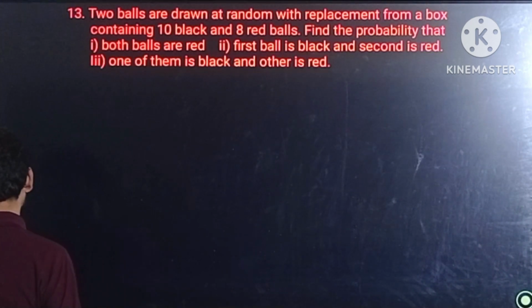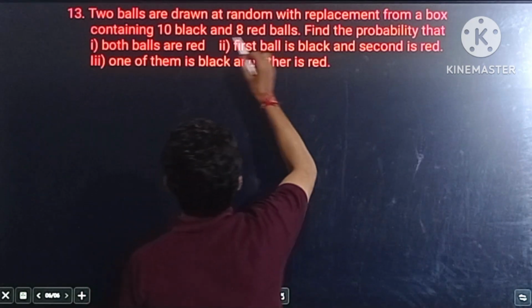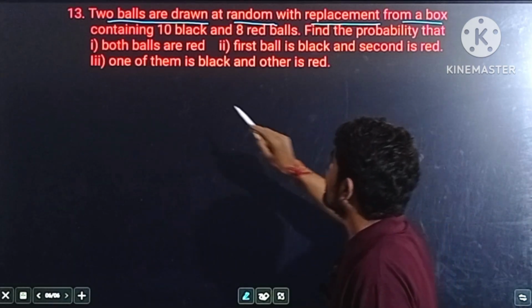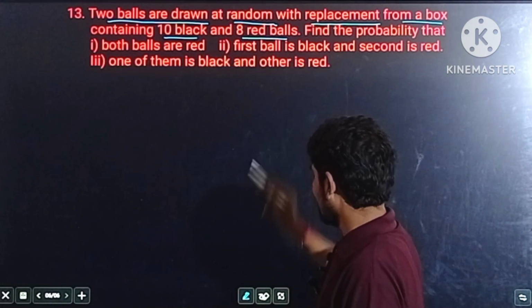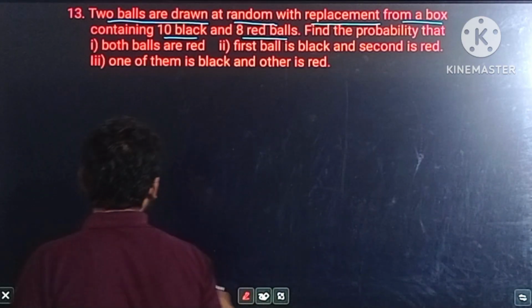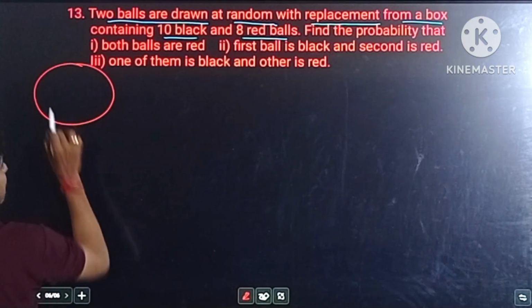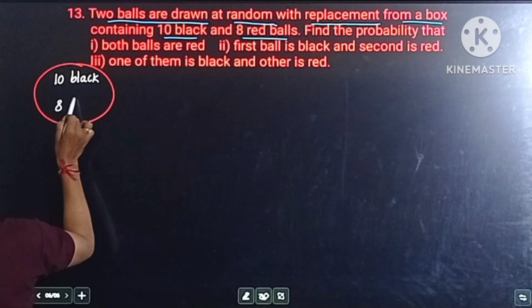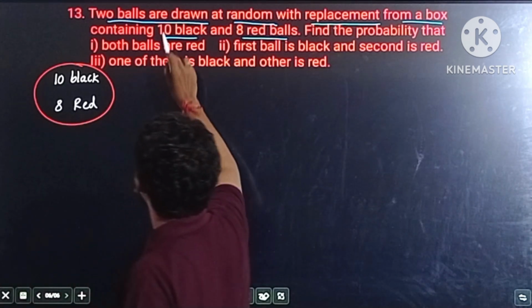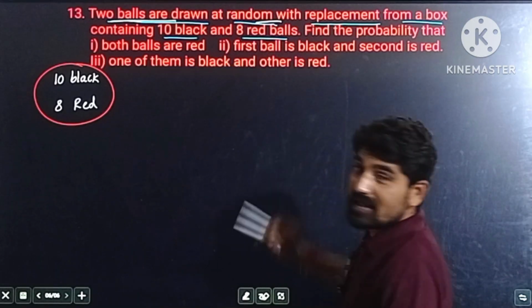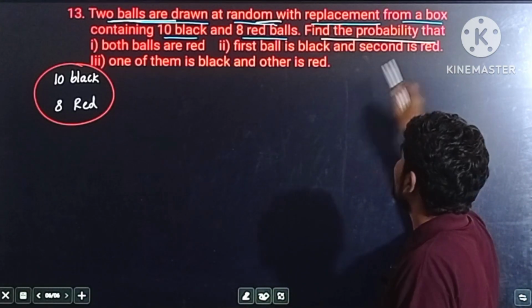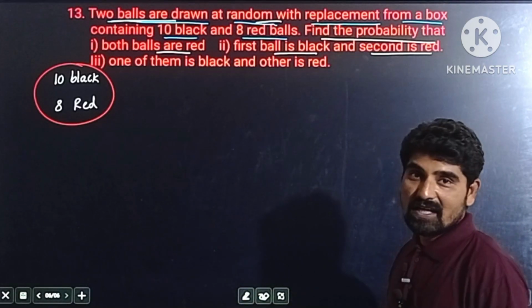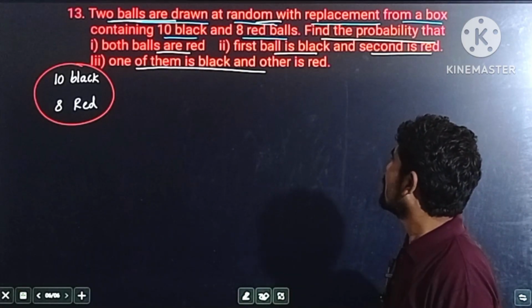Two balls are drawn randomly with replacement. See here, in this question, two balls are drawn at random with replacement from a box containing 10 black balls and 8 red balls. Here is the box which consists of 10 black balls and 8 red balls. From these balls, he is drawing 2 balls randomly with replacement, and we need to find the probability that both the balls are red, the probability that the first ball is black and the second ball is red, and the probability that one of them is black and the other is red.